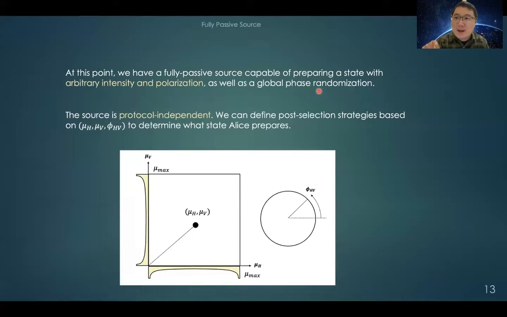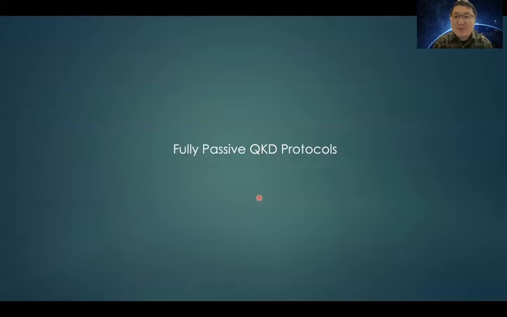But of course, up to this point, we haven't really mentioned the post-selection strategy yet, because the source itself, we stress, is protocol independent. We only later define this map of, let's say, mu H and mu V, and define the regions that we post-select on that map, which correspond to the state that Alice wants to prepare. So in the next slides, we introduce what kind of post-selection strategies we use to define the states for Alice. So let us go into the section on fully passive QKD protocols.